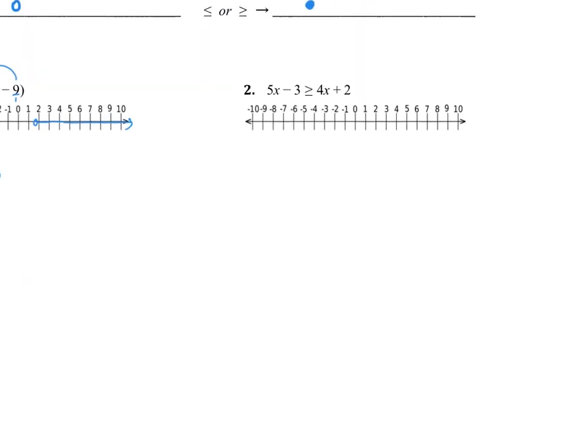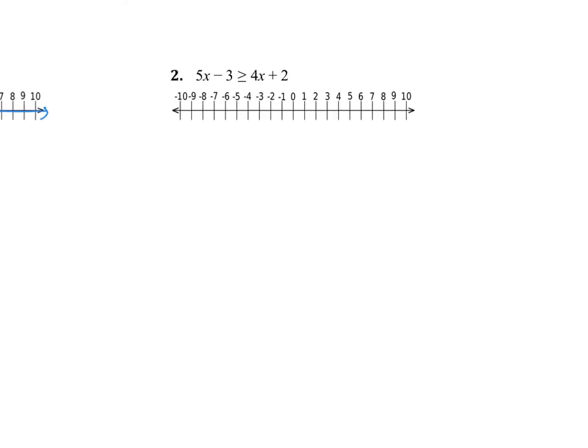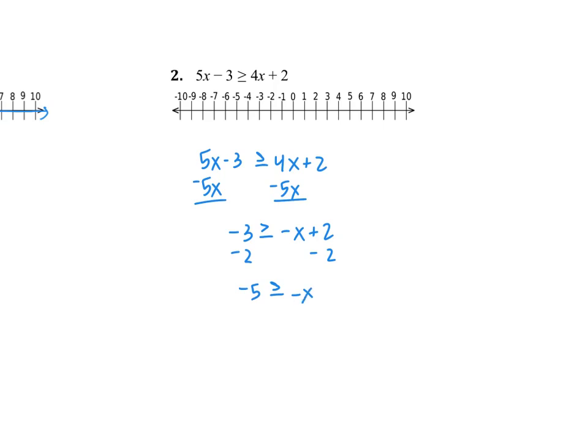All right, let's try another. So this time, we have 5x minus 3 is greater than or equal to 4x plus 2. So I'm going to rewrite that down here. 5x minus 3 greater than or equal to 4x plus 2. So let's say I wanted to subtract the 5x from both sides because I'm trying to get x by itself. So that would leave me with negative 3 is greater than or equal to negative x plus 2. I'm going to go ahead and subtract the 2. So it'd give me negative 5 is greater than or equal to negative x.